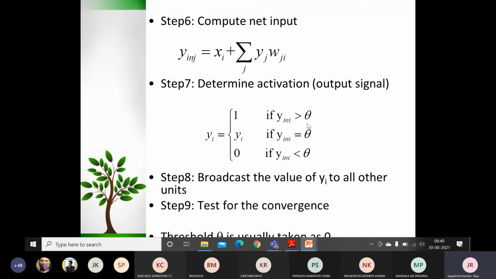If it is greater than theta, it is 1. If it is equal to theta, it is the same value. If it is less than theta, it returns the false value, and theta always takes the value as 0. So step number 8, broadcast the value of yi to all other units.